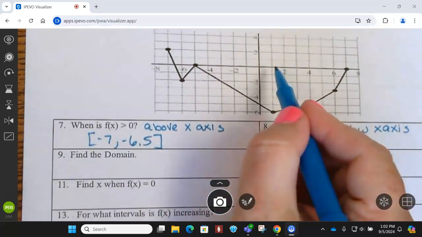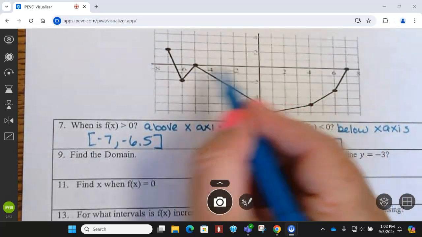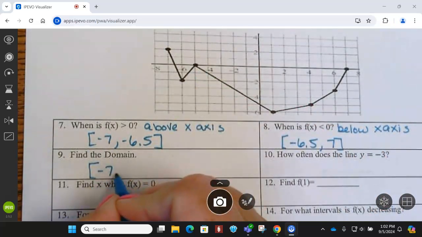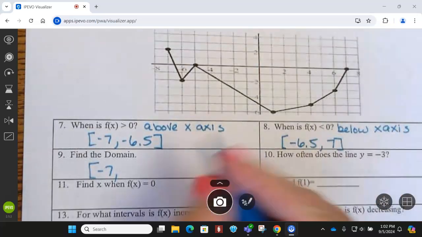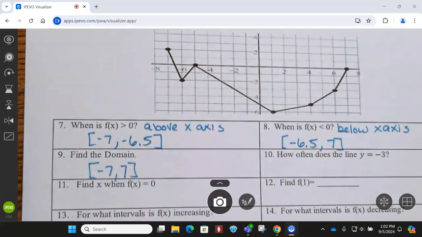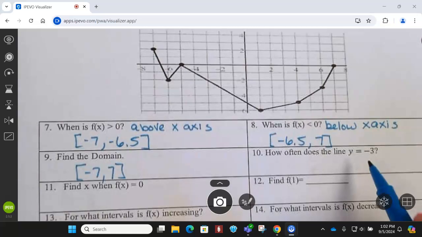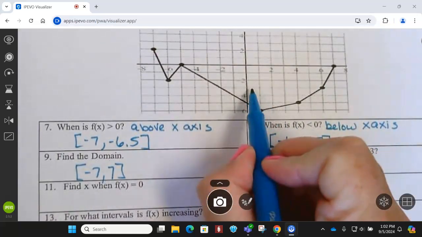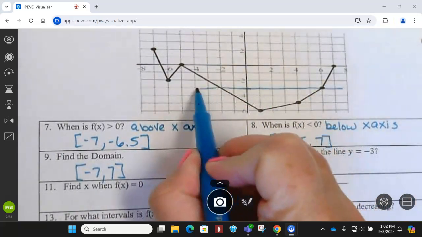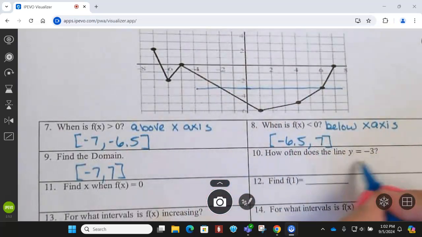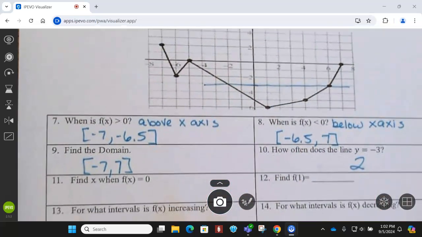Domain, pretty much how far left do we go? And we go all the way to negative 7. And how far right do we go? 7. How often do we cross the line y equals negative 3? Draw your line here, and we cross it 2 times.